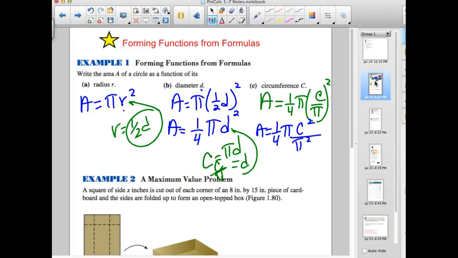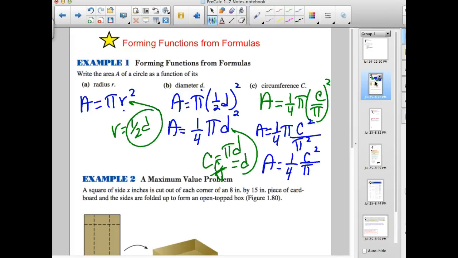Can we reduce out some of that pi? Okay. What do we have left? This pi goes away and then one of these? Yes? So we have c squared divided by 4 pi.